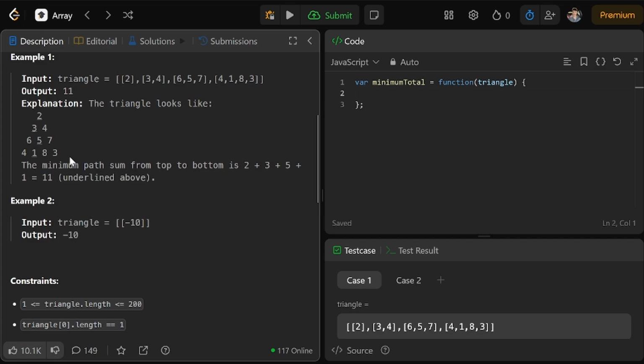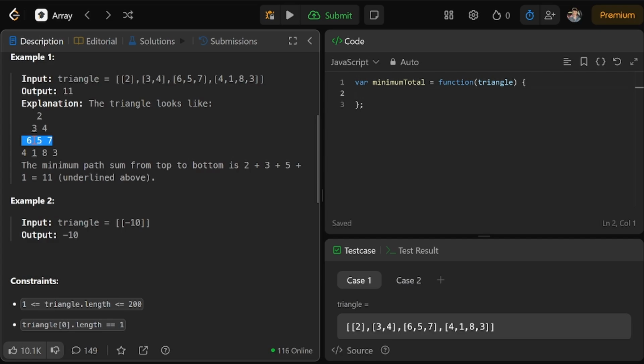So for each row, we want to take into account what is above it. One way we could go about solving this problem is starting from the bottom and letting the answer bubble to the top. If we start from the bottom, we take into account the row above it.